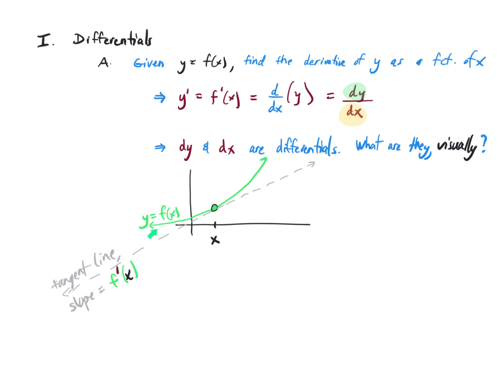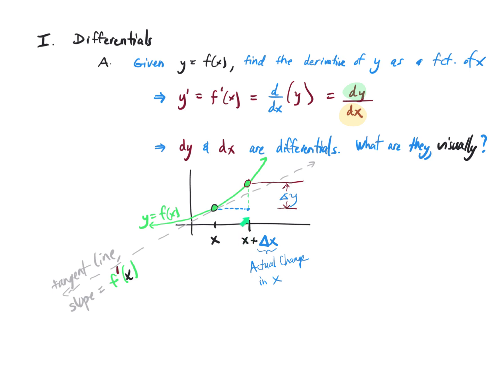Consider some graph of y equals f of x. Consider a tangent line at some point x. We know that the tangent line has a slope that is the instantaneous slope of our green function, which we could denote f prime at x. If we move delta x to the right, then this value will be x plus delta x, and that stands for the actual change in the x value.